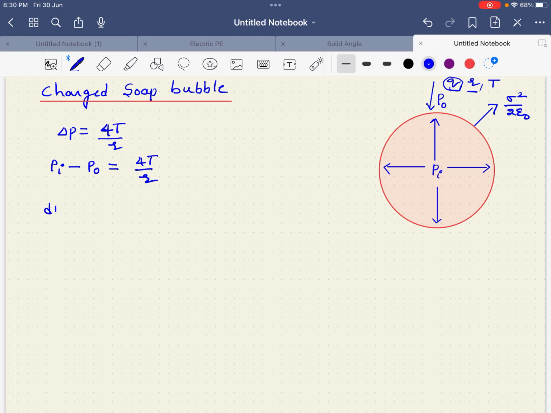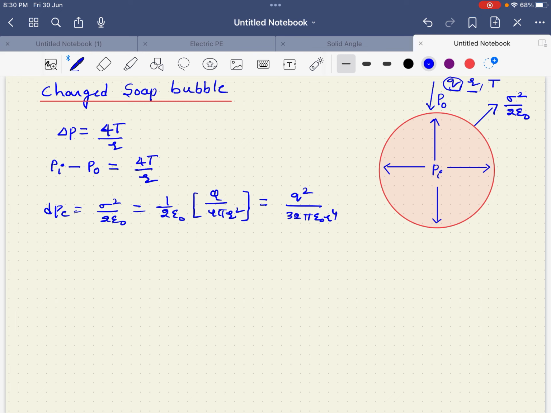That electric pressure we can write as sigma square by 2 epsilon naught, which equals 1 by 2 epsilon naught, with sigma written as Q by 4 pi R square. As a result we get Q square by 32 pi square epsilon naught R to the power of 4.